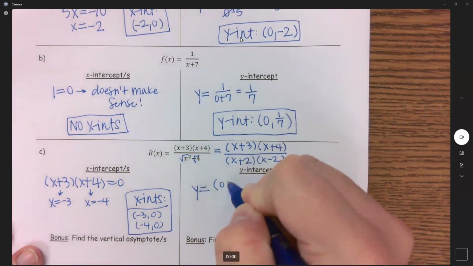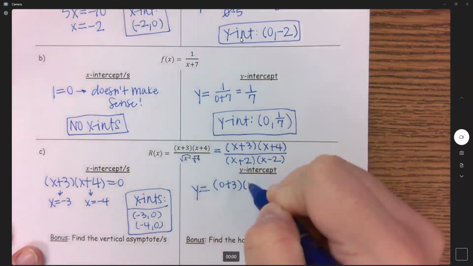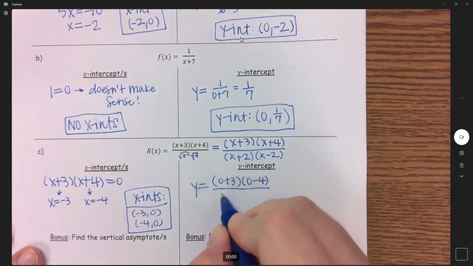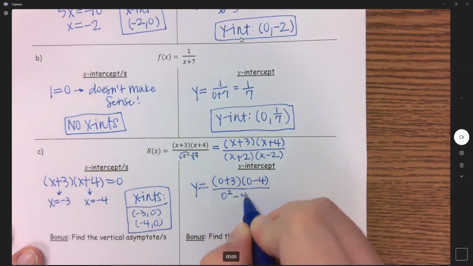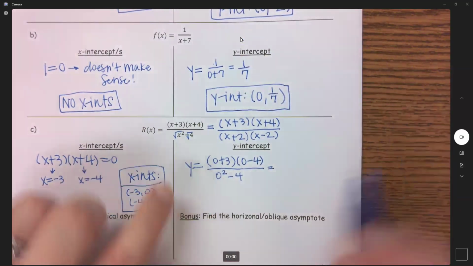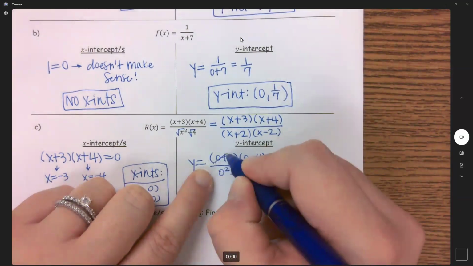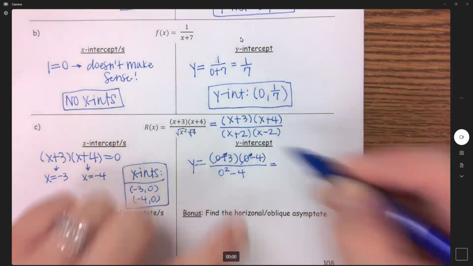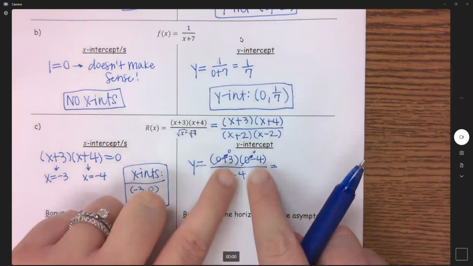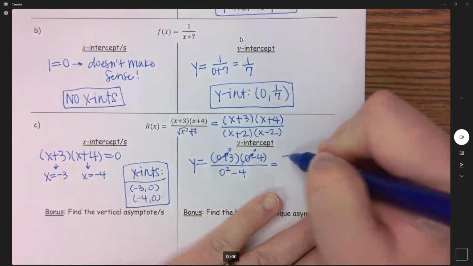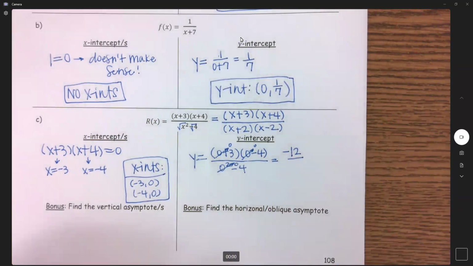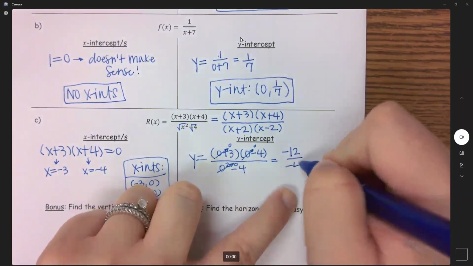Okay, so let's take this version here. And we have 0 plus 3, 0 minus 4, all over 0 squared minus 4. So 0 plus 3 is just 3. 0 minus 4 is -4. So we have 3 times -4 to give me -12. 0 squared is 0. So we're just left with -4.